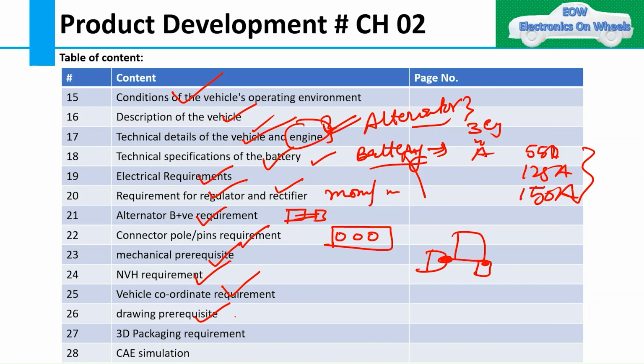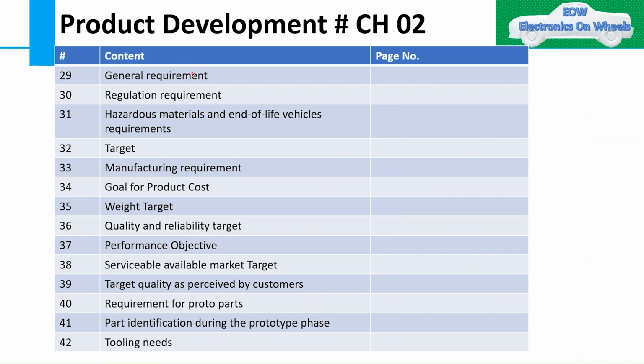Then drawing prerequisite, 3D packaging requirement, and CAE simulation. These all specifications you have to tell to the suppliers, right? 3D packaging requirement, suppose you are going to mount that alternator on the bracket, so how much angle you are going to mount on that particular engine. So these requirements come into the 3D packaging. Then general requirements, some of the general requirements you will be having. Then regulation, homologation requirement, hazardous material and end of life vehicle requirements.